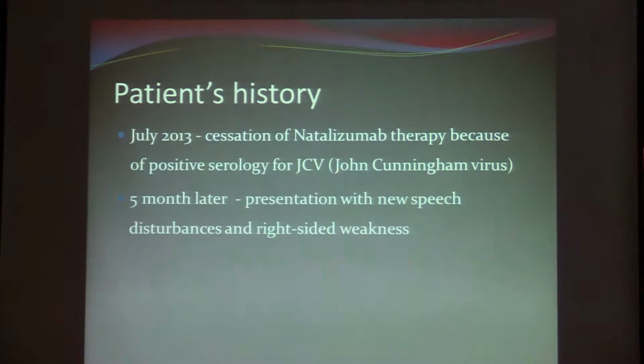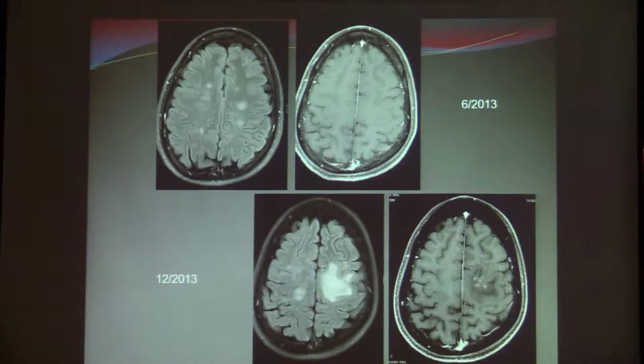And 5 months later, she presented with new speech disturbances and right-sided weakness. On the bottom of this slide, you can see her new brain MRI that she underwent because of her new symptoms. On the FLAIR image on the bottom left, we see a new large area of high signal on the left, and in the center of this large area we see some enhancement after injection of gadolinium.